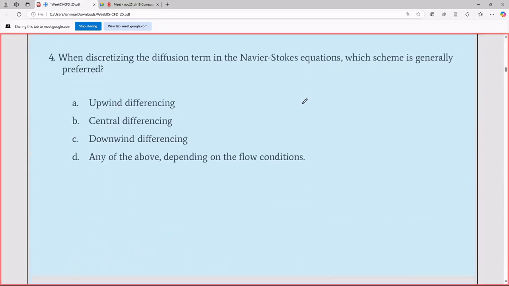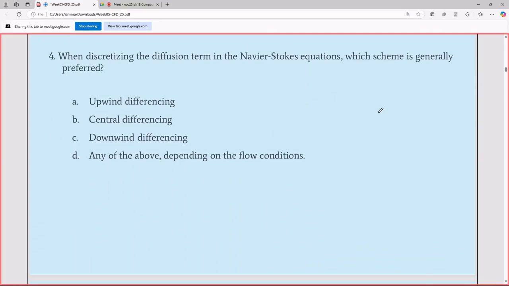Moving on to next question. When discussing the diffusion term in Navier-Stokes equation, which scheme is generally preferred? The question is on discretizing of diffusion term in Navier-Stokes equations. So, for discretizing diffusion term in Navier-Stokes equation, which of the following schemes are preferred?